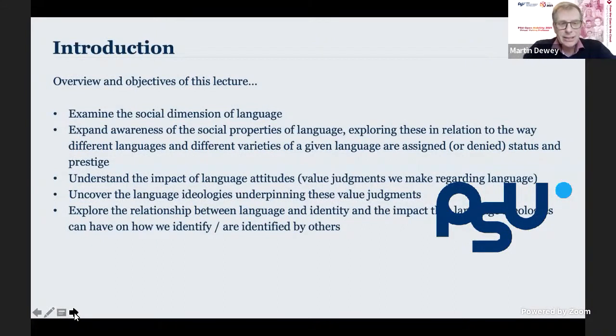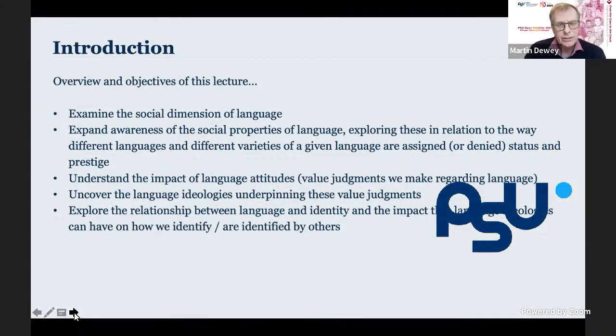We'll also be looking at the impact that language attitudes have on people's perceptions of language and identity. So by language attitudes, and I'll go into this in more detail in a moment, I mean the value judgments that people make with regard to different varieties of language, particularly the way speakers of different varieties use language differently from ourselves. Okay, and in doing that, we will also be uncovering the language ideologies that underpin these value judgments.